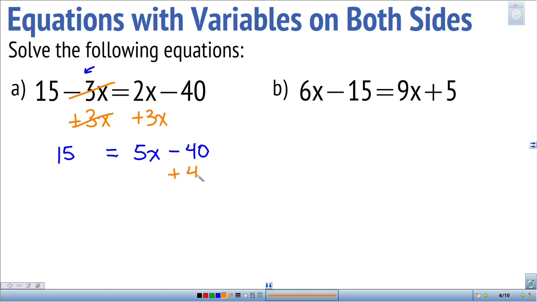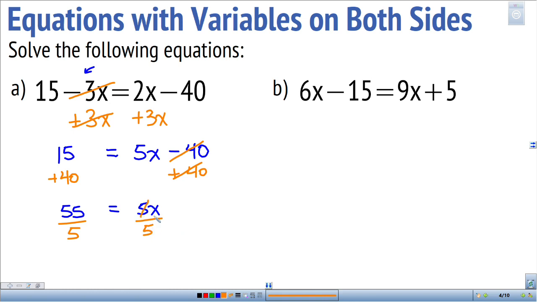I'm going to add 40, and I'm going to do that to both sides. Those will subtract away or add away to make 0. So I look on the left-hand side here, 15 plus 40 is 55 is equal to 5x. Now, 5 is multiplying with x, so I'm going to divide by 5. I have to do that to both sides, right? That's the rule. What I do on one side, I need to do on the other.